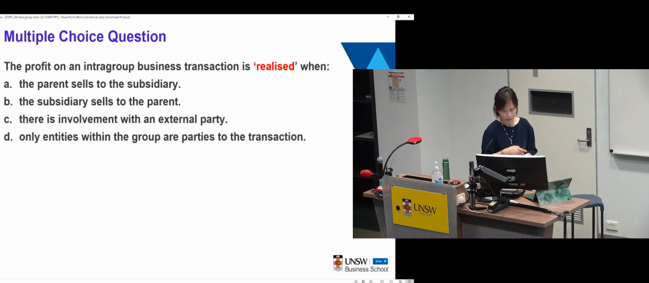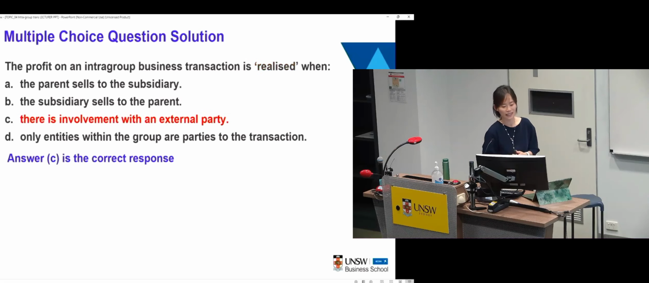Okay. All right, now let's look at the next MCQ. The profit on an intragroup business transaction is realized, when will it be realized? When there is an involvement with an external party. So C is the correct answer. Very good. So once this item is sold to the outside party, or if it's PPE, once this item is used, then the unrealized profit and loss will become realized. So C is the right answer here.